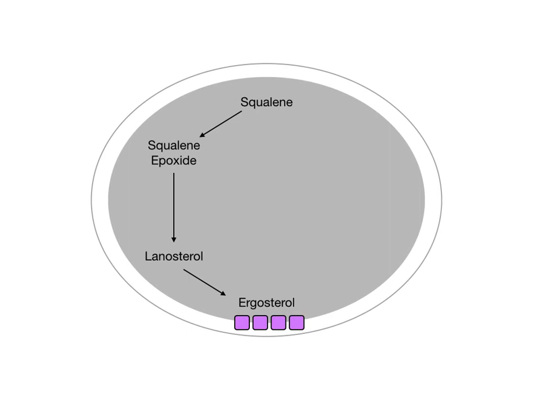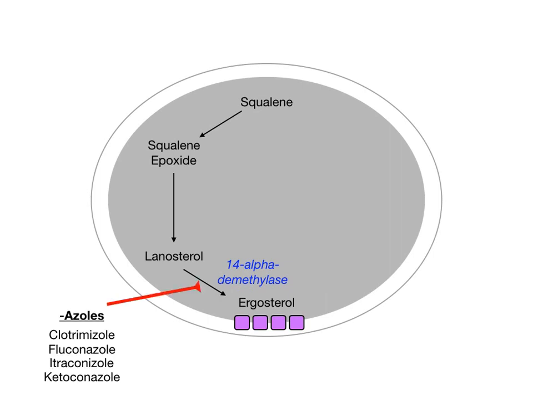So the first drug that we're going to look at is one that prevents the formation of ergosterol. Now, the conversion of lanosterol to ergosterol is done by an enzyme called 14-alpha demethylase, and our first group of drugs is going to inhibit this enzyme. The drugs known as the azoles inhibit 14-alpha demethylase, so drugs like clotrimazole, fluconazole, itraconazole, and ketoconazole. So these all end in azole.